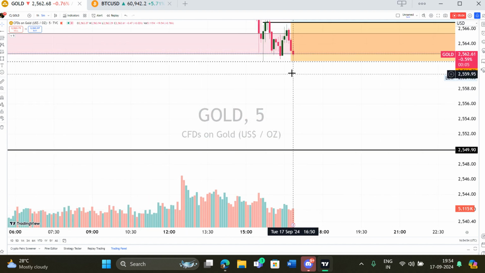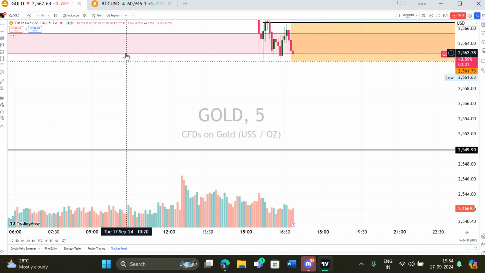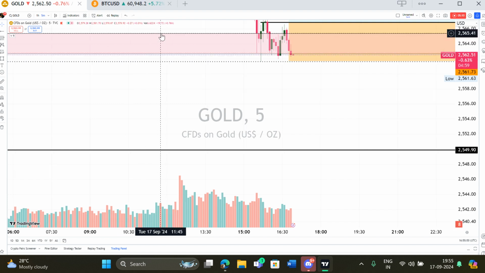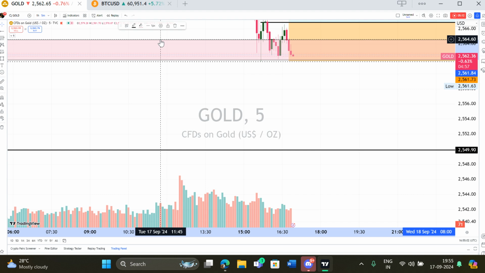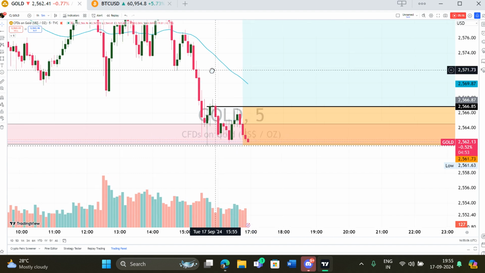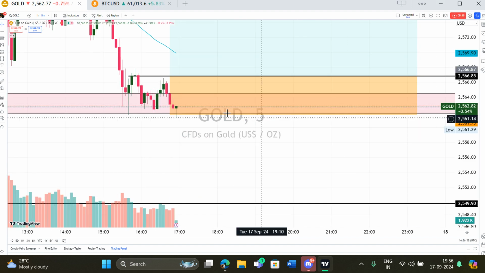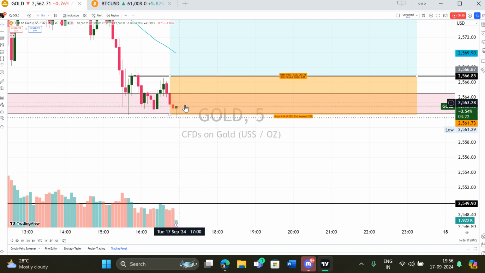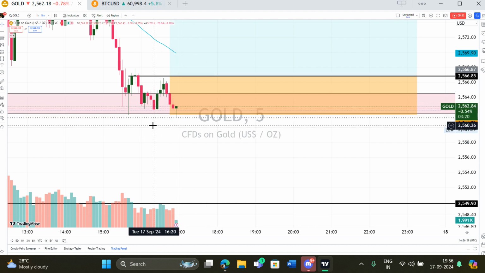If it breaks out this one, of course we have to trade, otherwise we have to wait. Downside, I already gave this one signal here. I think if I see in one, it's exactly the support level, right? So let's see what's happening. So that's the good thing, guys.